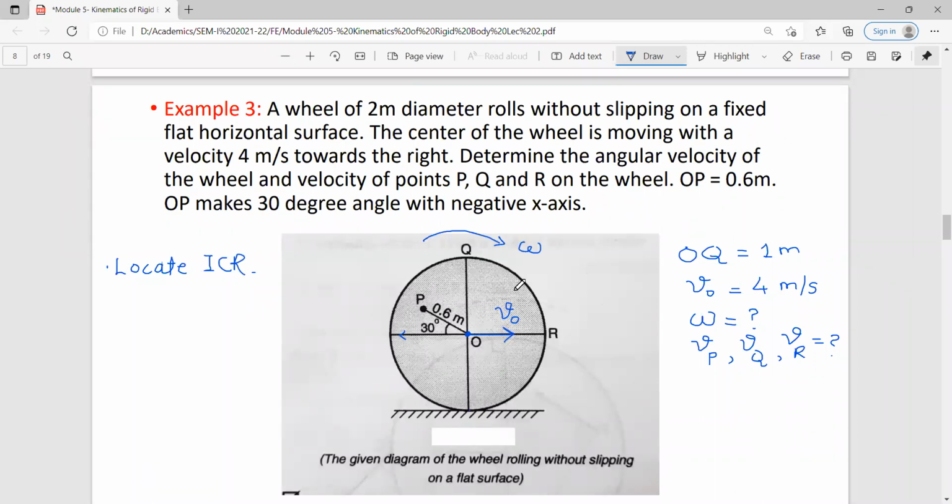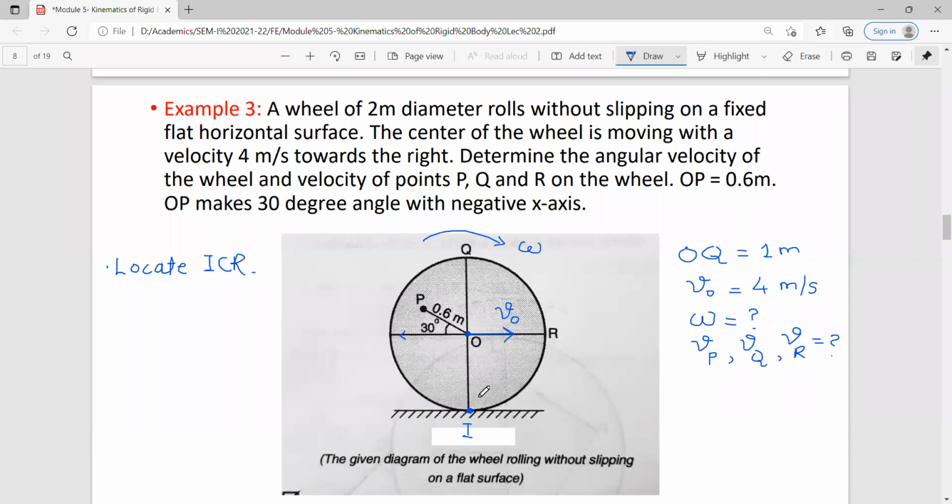Where will be the ICR? The point of contact is the ICR. Correct. So this whole wheel is turning about the point of contact of the wheel and the surface. This whole wheel is turning about this point. Okay, so once you know the ICR, it will be very easy then to proceed with all the calculations.